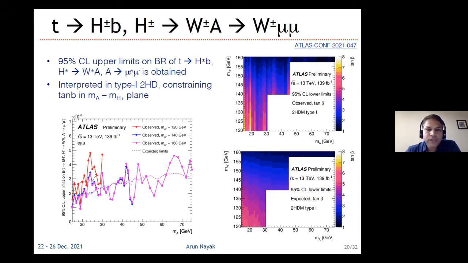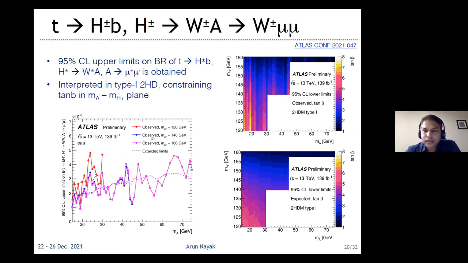Then the upper limits are obtained on the branching ratio for top going to charged Higgs boson, and then charged Higgs boson going to WA and A going to mu mu. Here are the limits on the branching ratio. You can see the observed limits and expected limits for 3 different mass hypotheses: charged Higgs boson 120 GeV, 140 GeV, and 160 GeV, for different values of MA. For 120 GeV, the limits are only up to MA 30, while for 140 GeV, the limits are only up to MA 45, and for 160 GeV, the limits are only up to 75 GeV.